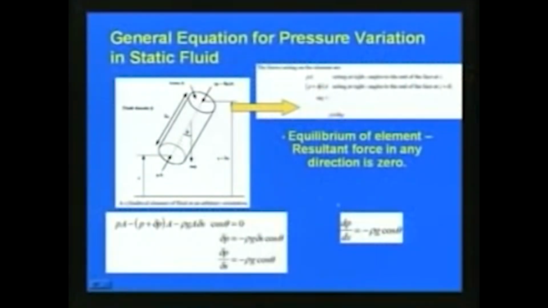So, finally, we get a general expression: dP by ds is equal to minus rho g cos theta, as shown here. Theta is this angle, g is the acceleration due to gravity, and rho is the density of the fluid. This equation gives the general equation for pressure variation in static fluid. Now we have considered an inclined, cylindrical fluid element like this. With respect to this equation we can write the general equation for any type of pressure variation in static fluids, whether horizontal, vertical or inclined.